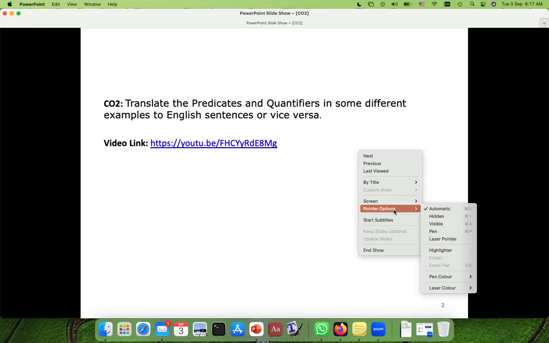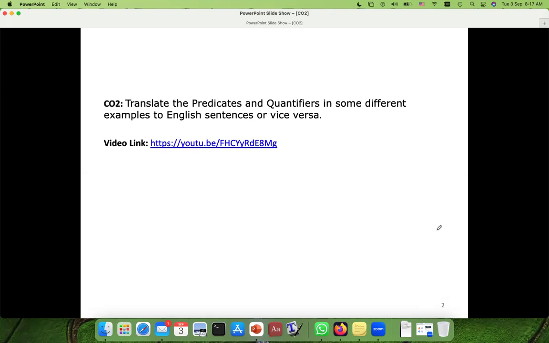So let's start with this CO2. The statement of CO2 is to translate the predicates and quantifiers. In some different examples, these predicates and quantifiers will be given in some different examples or questions, and then you have to do what? You have to translate or convert these predicates and quantifiers into English sentences.